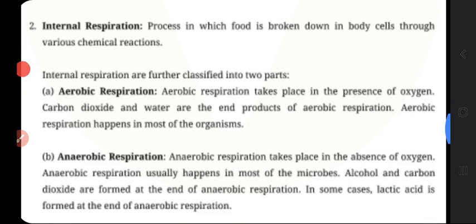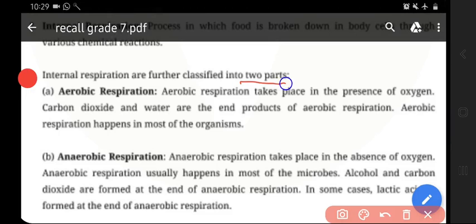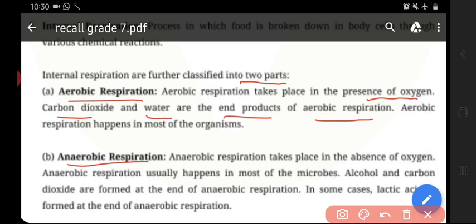Internal respiration is further classified into two parts, that is aerobic and anaerobic respiration. Aerobic respiration takes place in the presence of oxygen. Carbon dioxide and water are the end products of aerobic respiration. Aerobic respiration happens in almost all organisms.